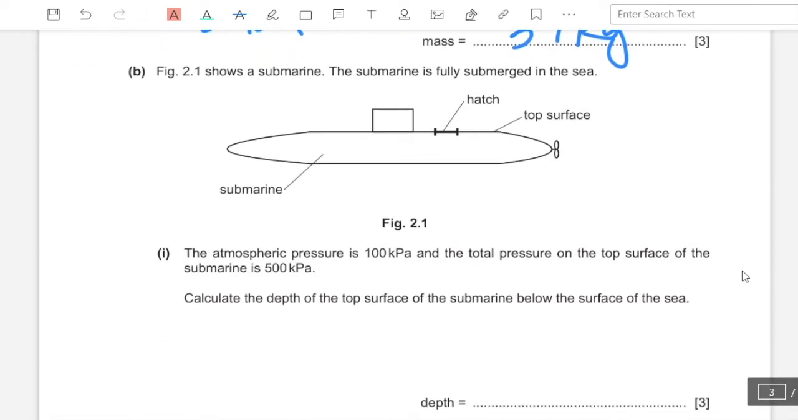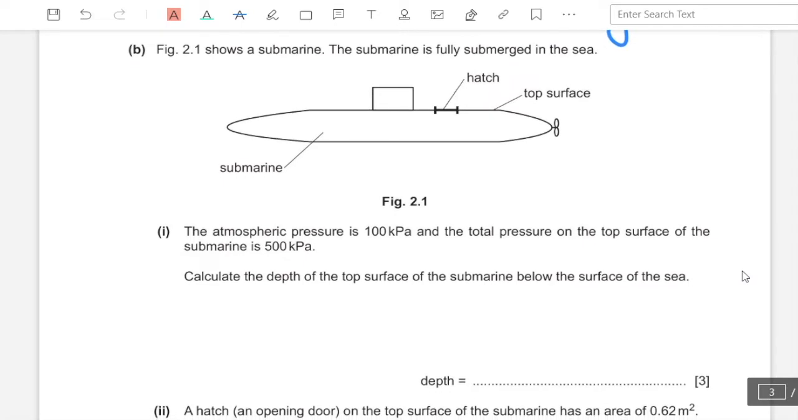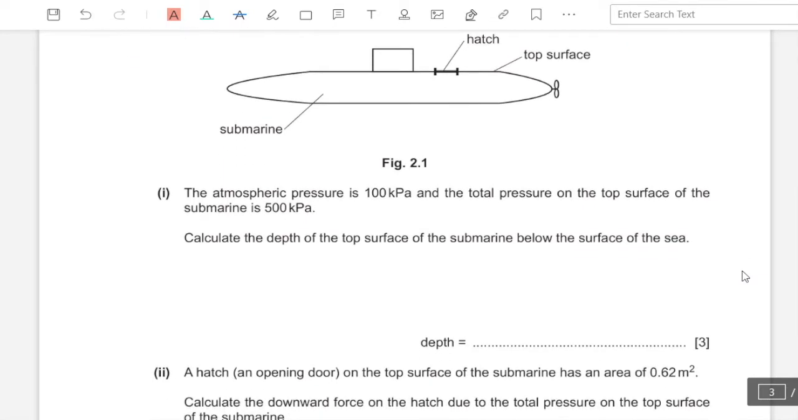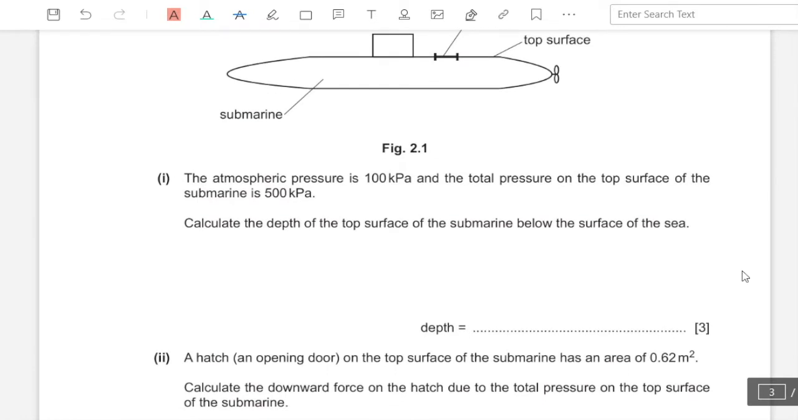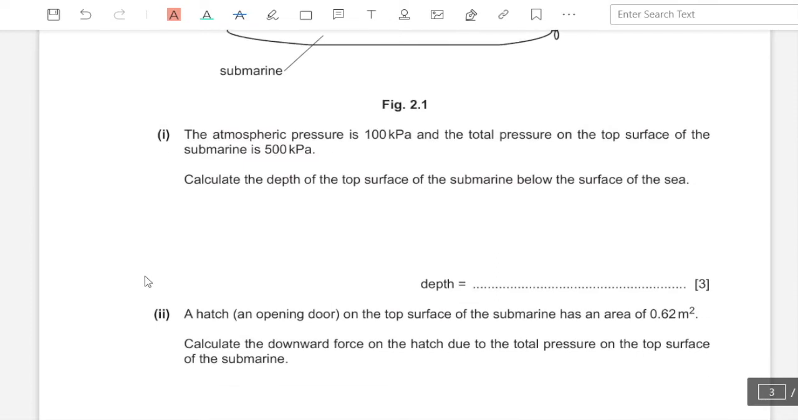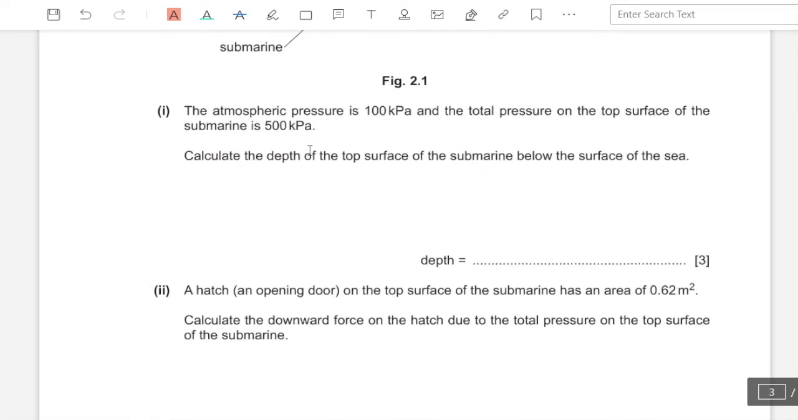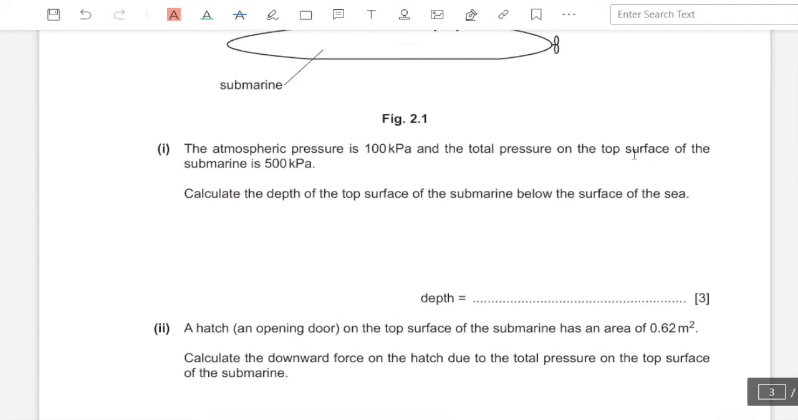B. Figure 2.1 shows a submarine. The submarine is fully submerged in the sea. 1. The atmospheric pressure is 100 kilopascals, and the total pressure on the surface of the submarine is 500 kilopascals, which means the pressure due to the height of the liquid as well as the atmospheric pressure. Calculate the depth of the top surface of the submarine below the surface of the sea.